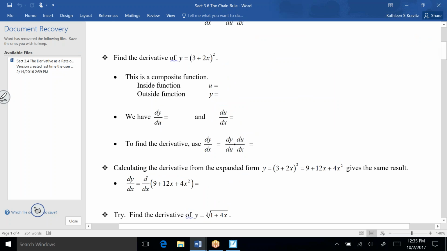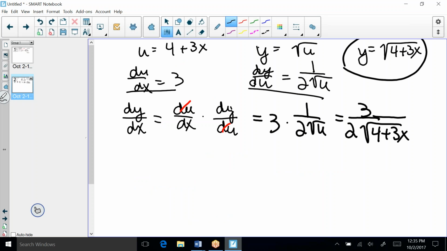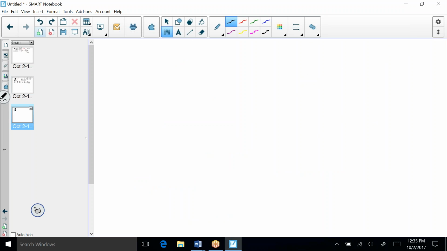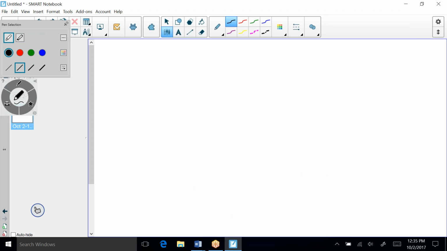So let's find the derivative of y is equal to 3 plus 2x squared. So again, the way that I have this written is it's a composite function. Again, it has an inside function and it has an outside function. So let me write that on a separate sheet here. So y is equal to 3 plus 2x squared.